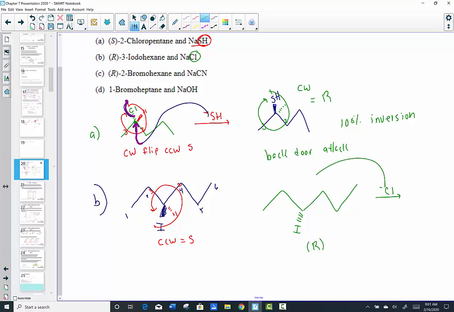The chloride backdoor attacks the iodide, forcing the leaving group to leave. And when it does so, here's 1, 2, 3, 4, 5, 6. On carbon number 3, we have an inversion where now we would have S configuration. This would be called S-3-chlorohexane, a 100% inversion.